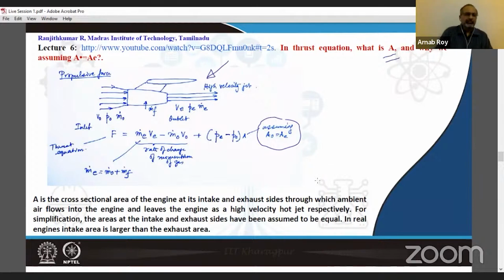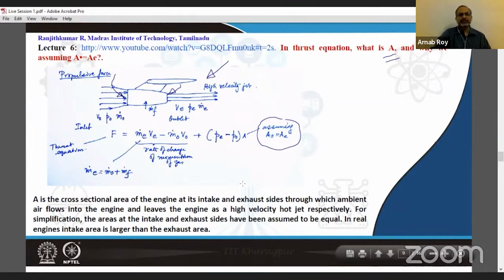And A was relevant to us at two locations, essentially. One was at the intake of the engine, the other was at the exhaust of the engine. And the intake of the engine basically receives the ambient air at a velocity which is close to its own cruise velocity. And then it goes through a lot of processes within the engine.